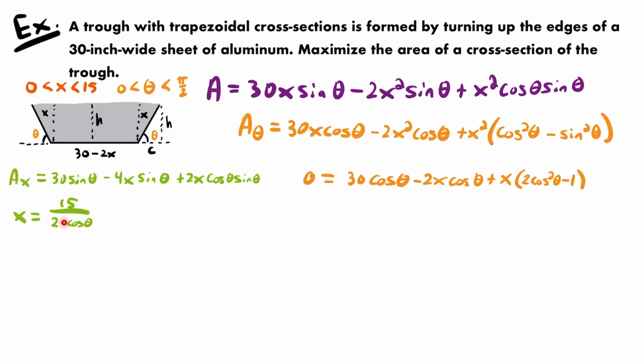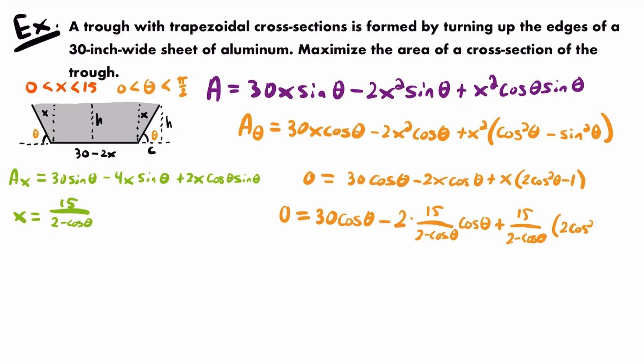Let's plug in this expression, 15 divided by 2 minus cosine theta, in for these two x's, and we'll get 0 is equal to 30 cosine theta minus 2 times x, which is 15 divided by 2 minus cosine theta, times cosine theta, plus x, which is 15 divided by 2 minus cosine theta, times 2 cosine squared theta minus 1.